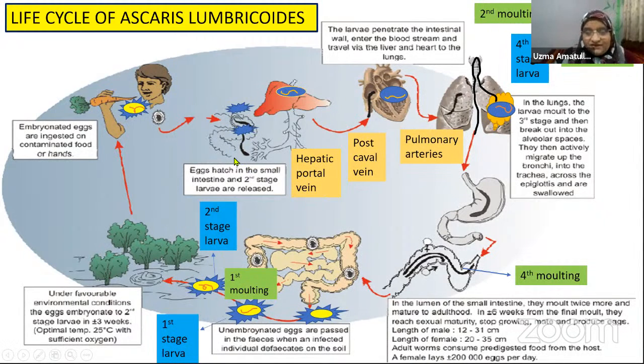That shell gets dissolved and this larva is released. It will reach the liver. From the liver, it will go to the heart. From the heart, it will reach the lungs. In the alveoli, again, second molting, third molting takes place. And the larva from the second stage will transform into third stage. From the third stage, it will transform into fourth stage larva.